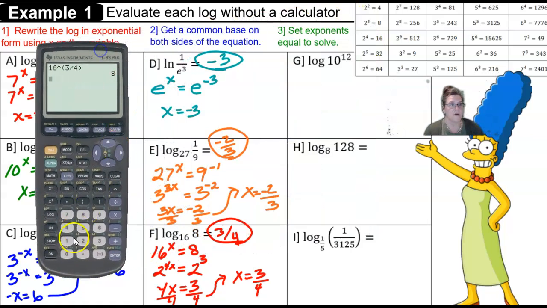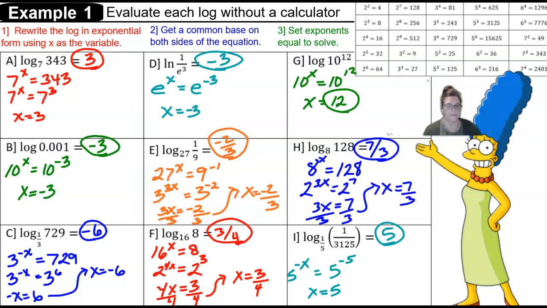Okay, so go ahead and pause the video, and I'd like you to try G, H, and I on your own, and then when you're ready to go over those together, you can resume and we'll check them. Okay, so we're back, and I asked you to do G, H, and I on your own so we could check those together. G is a common log of 10 to the 12th power, so 10 to the x is equal to 10 to the 12th. You set your exponents equal, and your answer is 12.